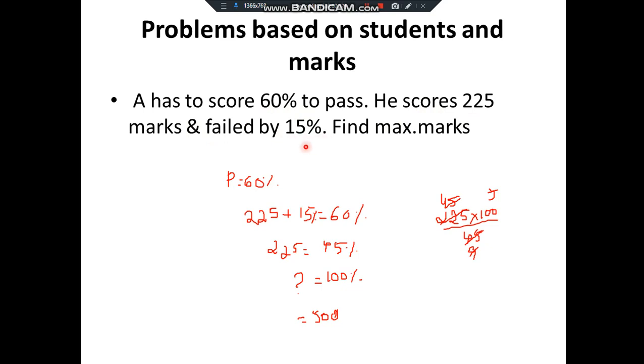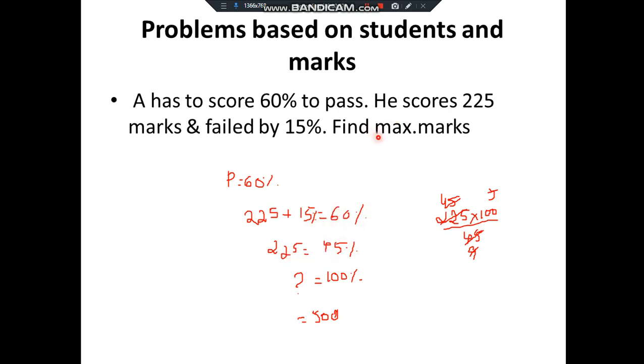Understand the concept clearly. See, he gets 225 marks and fails by 15% means on adding 15% to 225 he will get a pass mark, right? So which is equal to, we know pass percentage is given as 60%. Okay, so equate both. See, 225 plus 15% is equal to 60%. Okay, so 225 is equal to 60% minus 15%, which is 45%.